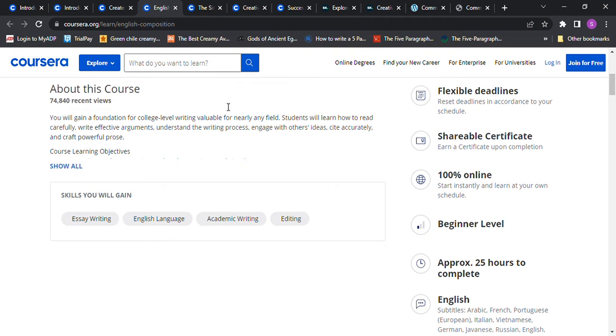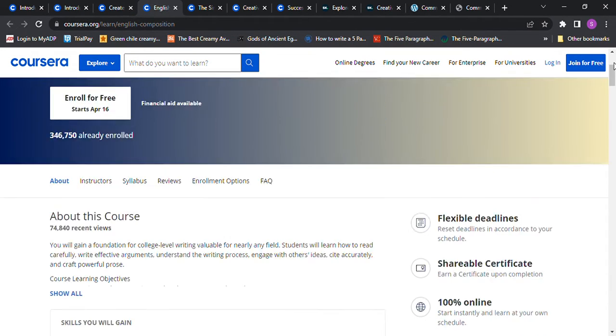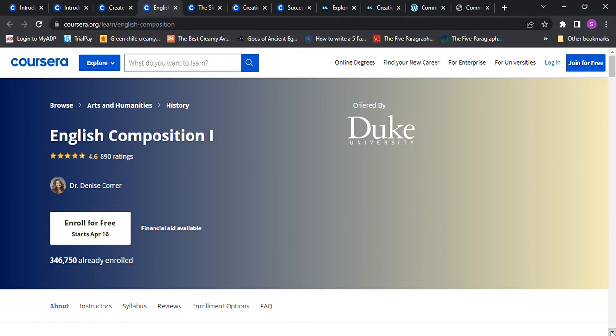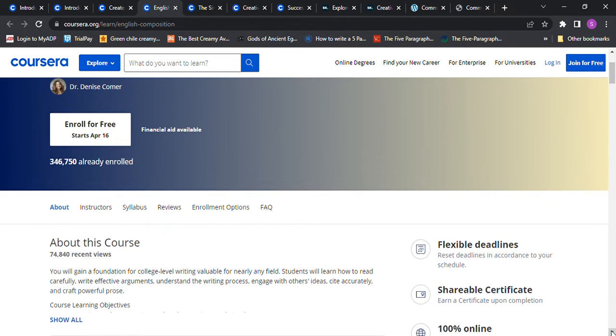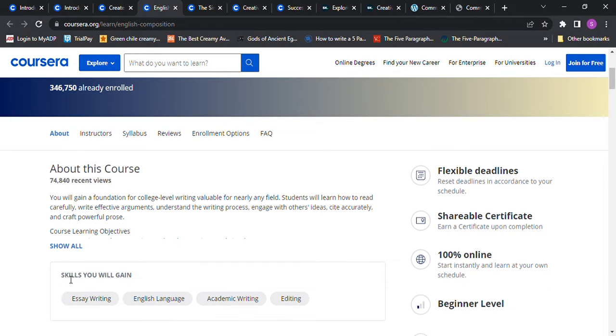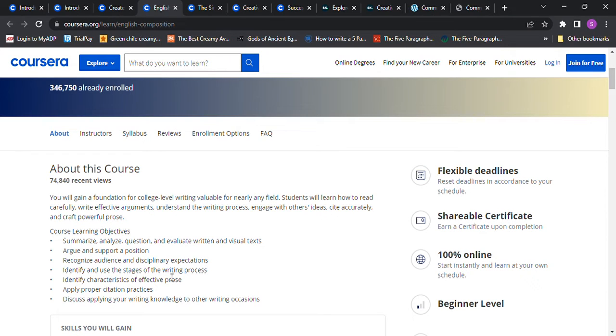And this one is English Composition 1. And you can see where I'm at in the upper left-hand corner. But this one also shows course objectives. It says you're going to learn to summarize, analyze, question, and evaluate written and visual text, to argue and support a position, to recognize audience and disciplinary expectation, to identify and use the stages of the writing process, to identify characteristics of effective prose, to apply proper citation practices, to discuss applying your writing knowledge to other writing occasions.